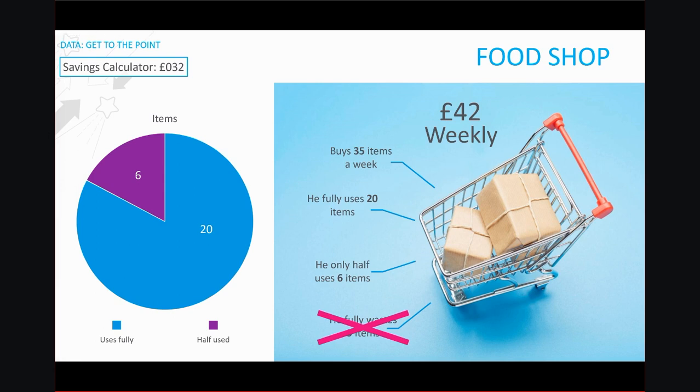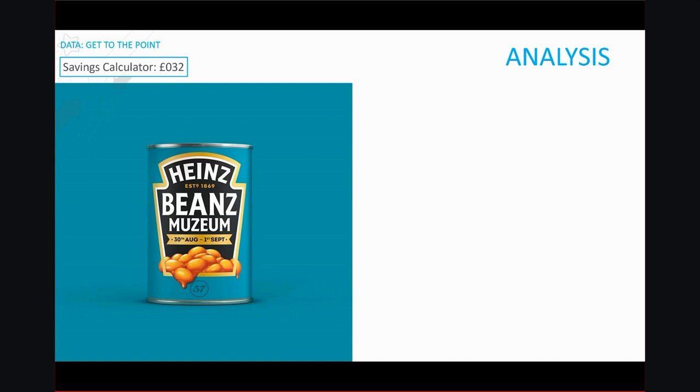Feeling positive that he's saving himself that £32 a month and reducing his waste, he looks at his 6 half-used items and begins to dive deeper into analysis. He remembers that whilst he does want to save money, it's important for him to look at the unit cost and make sure that he's getting the most out of his money. So to start this process off, he looks at an item that he usually throws most of away, his can of beans. So Kevin usually buys 2 400-gram cans a week of baked beans for £1.20.